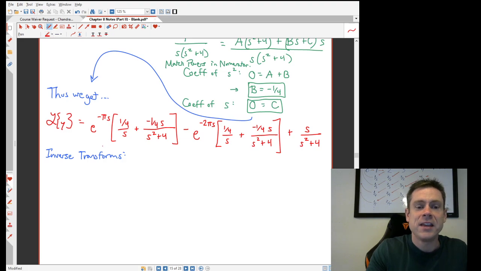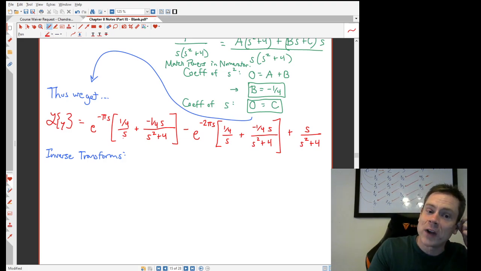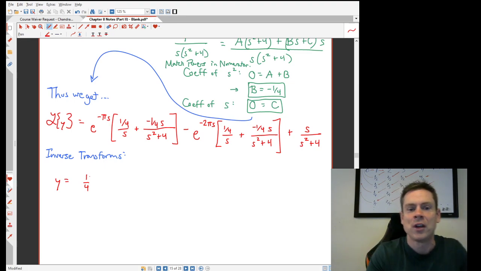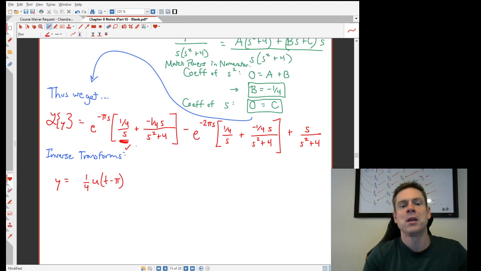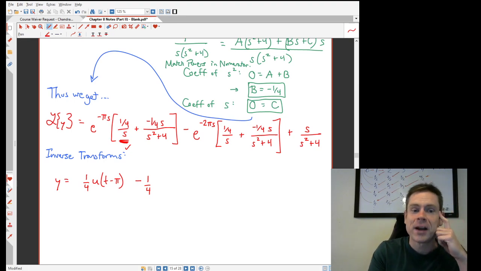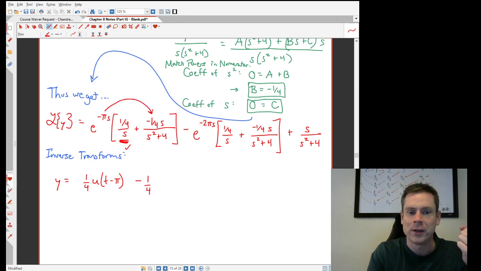So I'm taking the inverse transform of e to the minus pi s over s times 1/4. So I'm going to get 1/4, and e to the minus pi s over s is just a regular old Heaviside function. So 1/4 u of t minus pi. That's the first one, we're finished with this one. Check mark. Second one, I have a minus 1/4 here. So I'm going to start with the minus 1/4, and then I have the exponential e to the minus pi s times s over s squared plus 4, right? That's this one times this one.